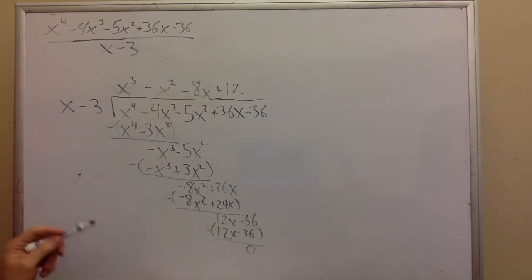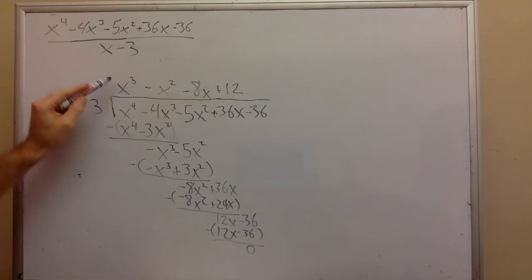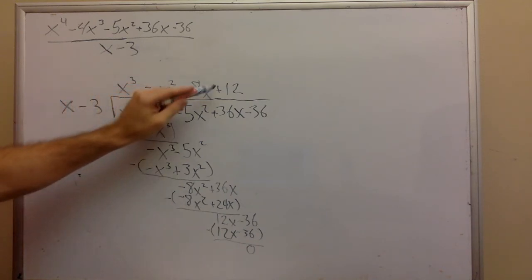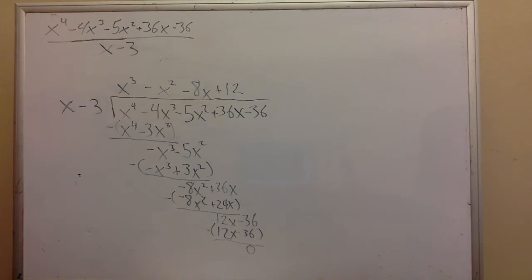Okay? So that tells me that if I take x minus 3 and multiply that by x cubed minus x squared minus 8x plus 12, I get my original quartic. Okay. Now I'm going to go ahead and go through this using synthetic division as well. I'm going to do that on the other side.